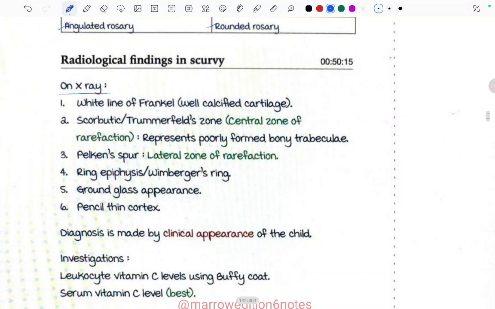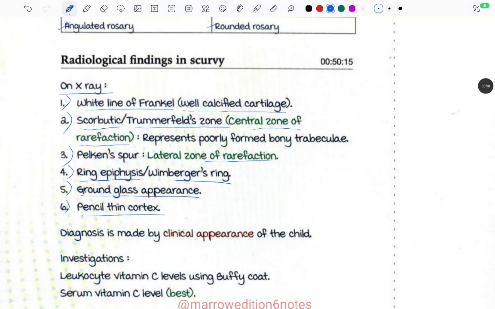Now, what will be the radiological findings in scurvy? On X-ray, we will see a white line of Frankel. We will see images of this also. Okay, just wait. On X-ray, there will be a white line of Frankel. There will be a well calcified cartilage. There will be a scorbutic or the Trümmerfeld zone, that is a central zone of rarefaction, representing poorly formed bony trabeculae. There will be a Pelkan spur, that is the lateral zone of rarefaction. There will be a ring epiphysis, that is also called the Wimberger's ring. There will be ground glass appearance, and there will be pencil thin cortex.